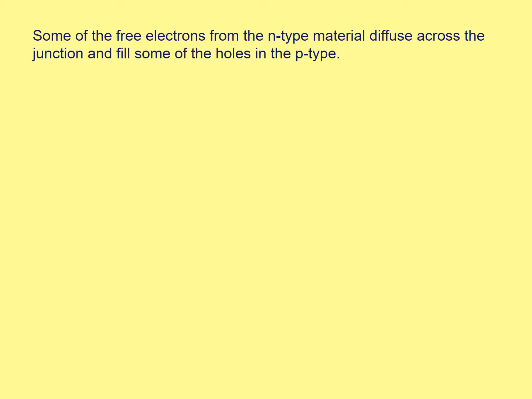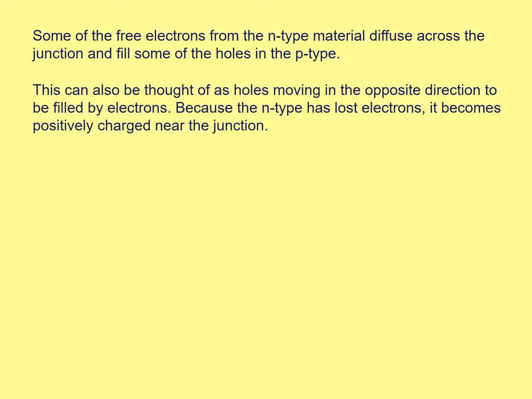Some of the free electrons from the n-type material diffuse across the junction and fill the holes in the p-type material. This can also be thought of as the holes moving in the opposite direction. So remember, we looked at this before. The movement of holes in one direction is equivalent to the movement of electrons in the other direction.